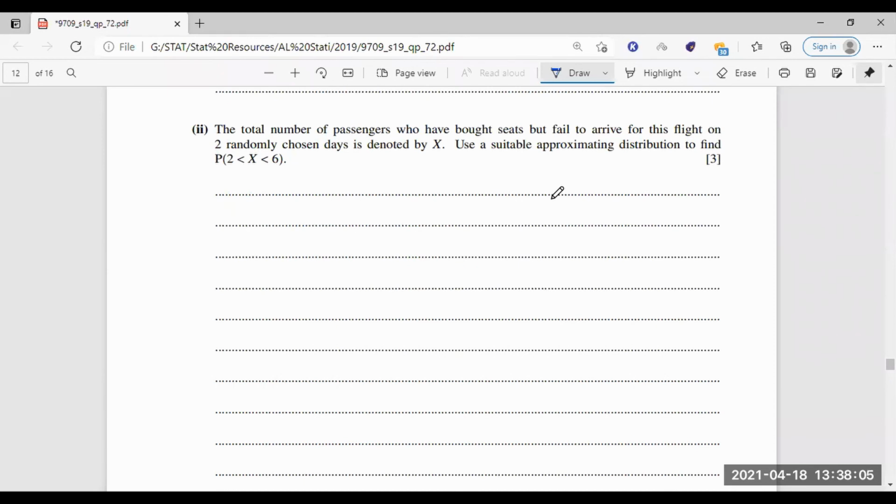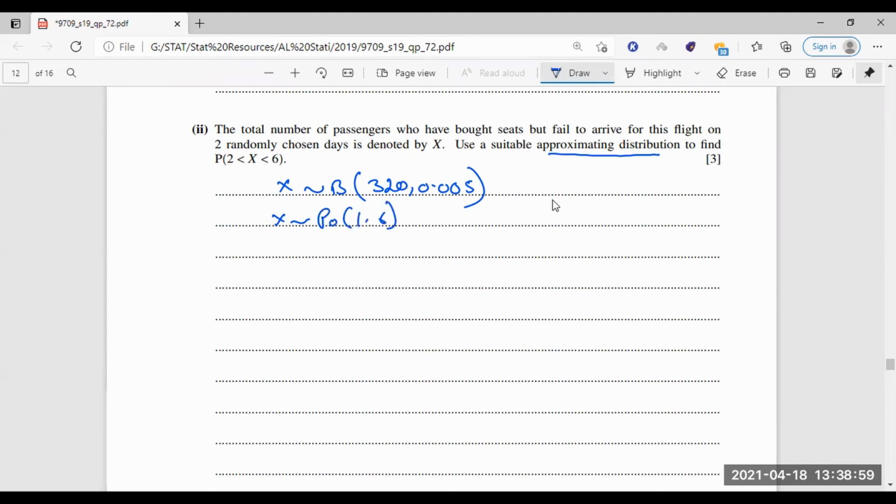Second part: the total number of passengers who have bought seats but failed to arrive for this flight on 2 randomly chosen days is denoted by x. Use a suitable approximating distribution to find the probability of 2 less than x less than 6. So we know that x is a binomial distribution with 320, 0.005. We need a suitable approximating distribution. This can be approximated using a Poisson distribution. Why? Because n is greater than 50 and p is quite small, so np is less than 5.